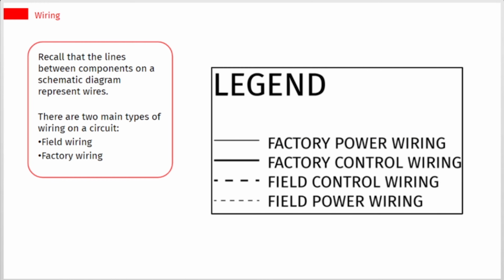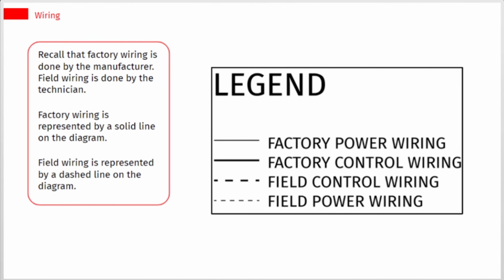Recall that the lines between components on a schematic diagram represent wires. There are two main types of wiring on a circuit: field wiring and factory wiring. Recall that factory wiring is done by the manufacturer. Field wiring is done by the technician. Factory wiring is represented by a solid line on the diagram. Field wiring is represented by a dashed line on the diagram.